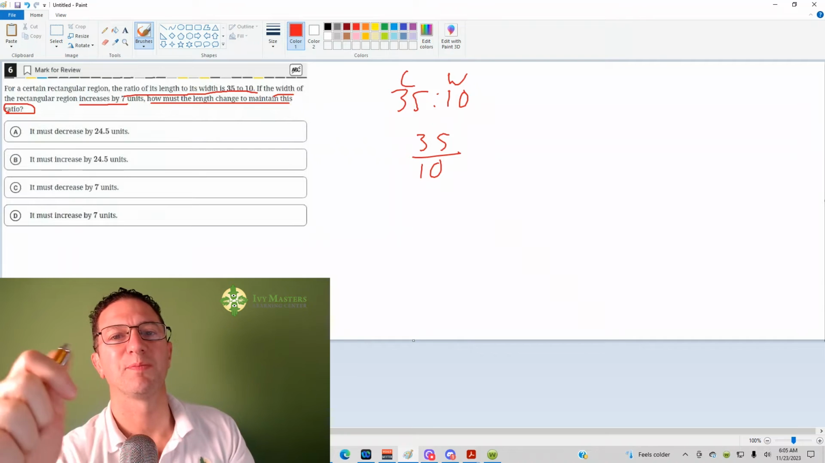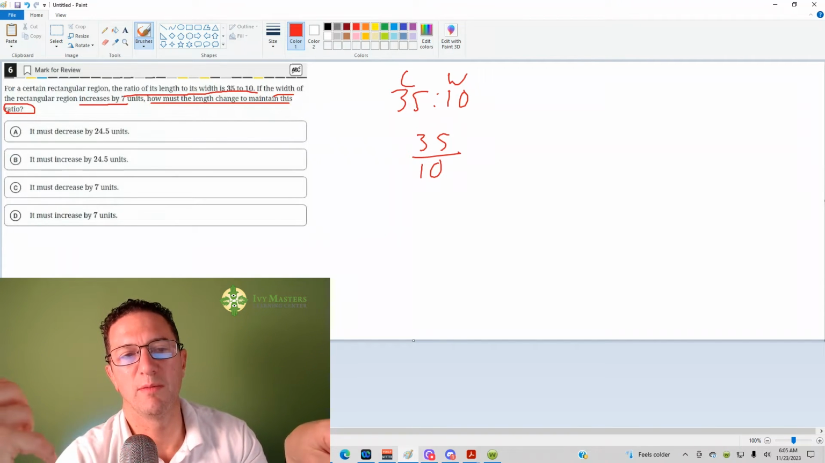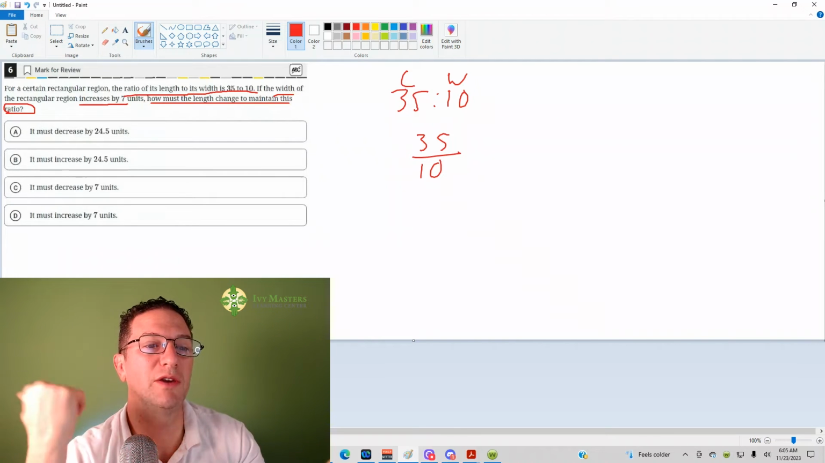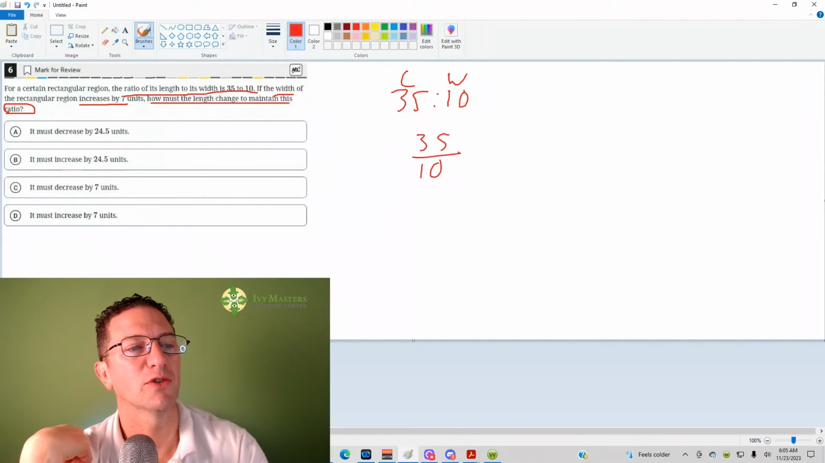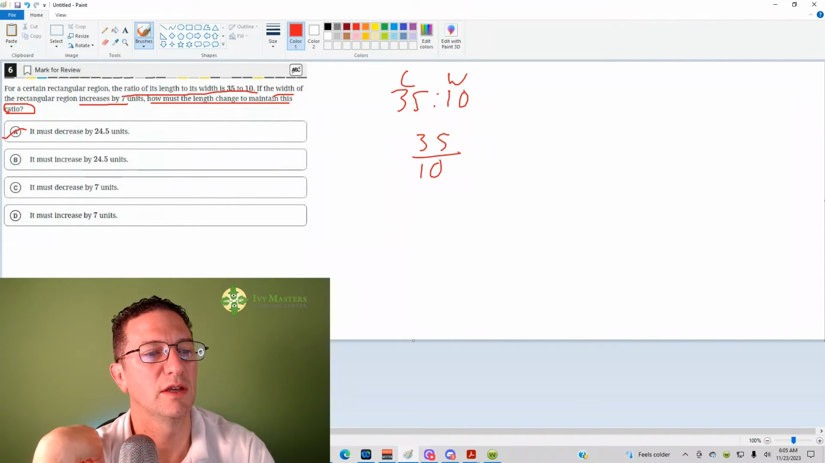By the way, you could probably get the answer without doing any math at all here. And what do I mean by that? Here's your little tip or trick. First of all, if the width increases, in order to maintain the ratio, we would need another increase. So a decrease would be gone. A and C are gone.